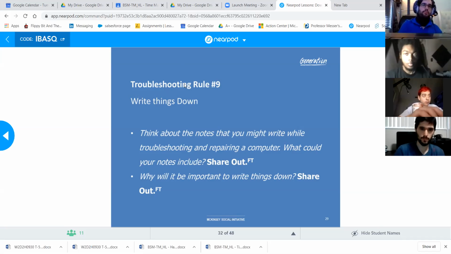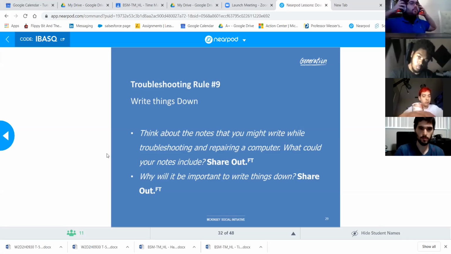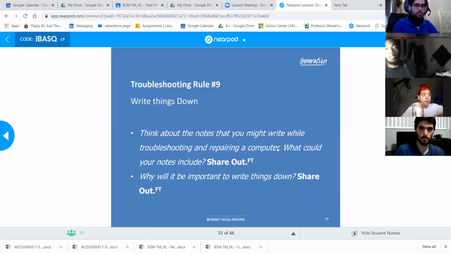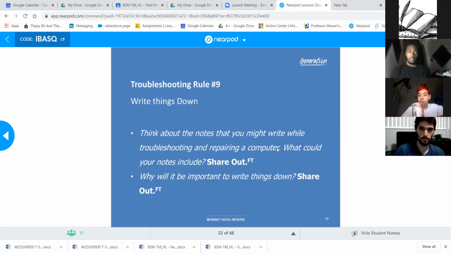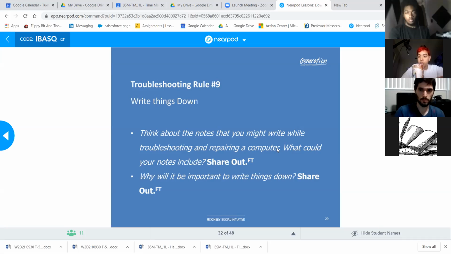I'm not sure if you guys are noticing, there's rules and there's steps. So that form that we're filling out, hopefully we're filling it out correctly. When we break out back, we should be able to get this correct. So there's rules for each step. We have our steps and we have rules that happen within those steps. We want to make sure in this rule, we're writing things down. Think about the notes that you might write while troubleshooting and repairing a computer.